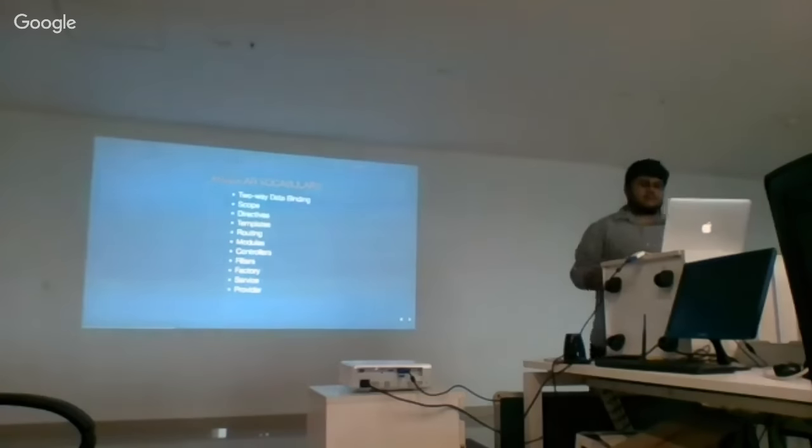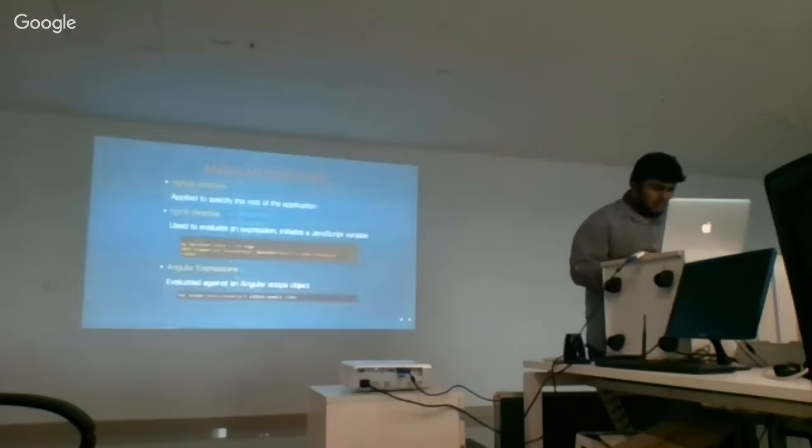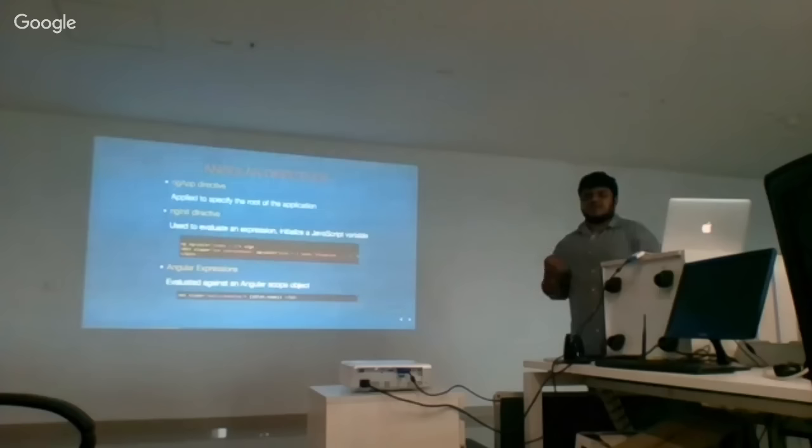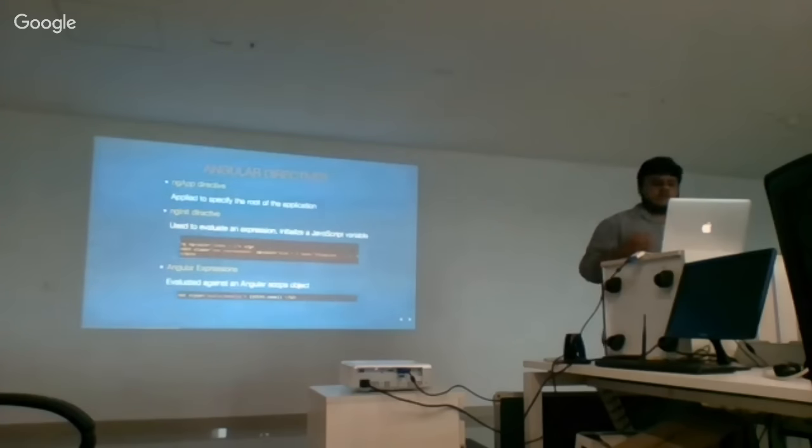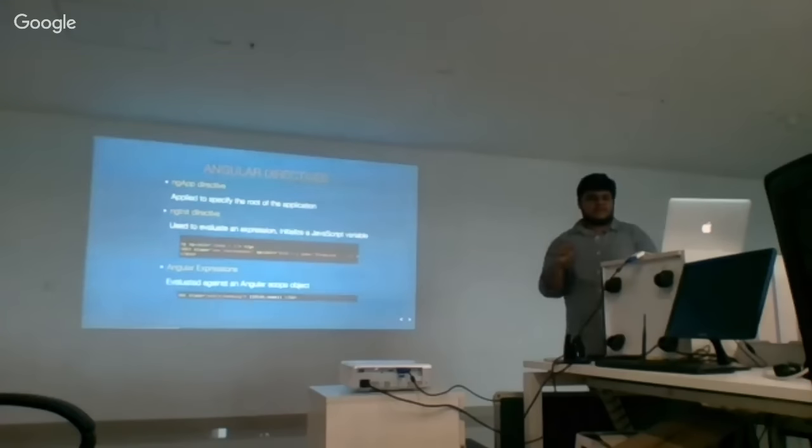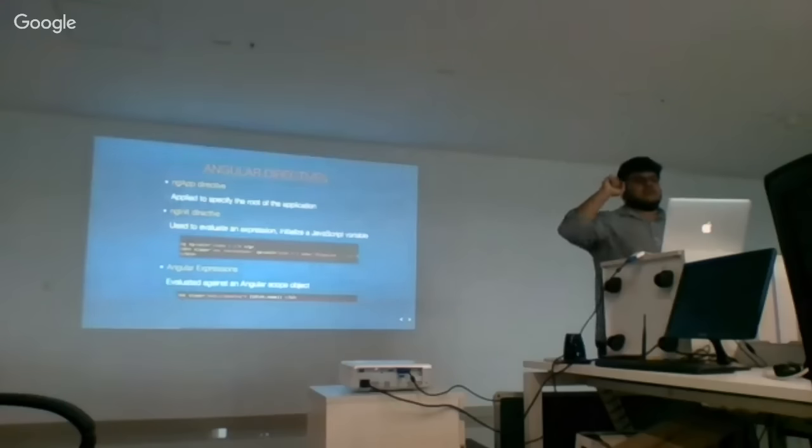Coming to the Angular vocabulary, these are some common terms that AngularJS supports: two-way data binding, scopes, directives, templates, routing, modules, controllers, filters, factories, services, and parameters. First, we'll quickly run through the directives and what kind of features AngularJS has. The first directive is the ng-app directive. That is the directive that you have to write on top of the DOM tree. The ng-app directive is used to specify the root of the application.